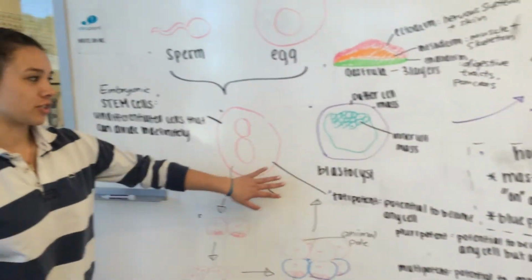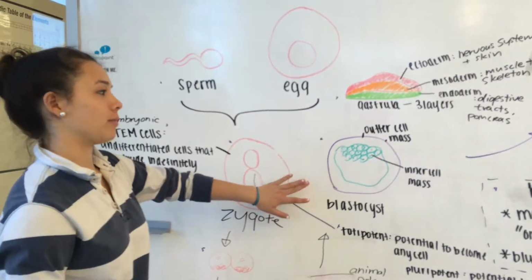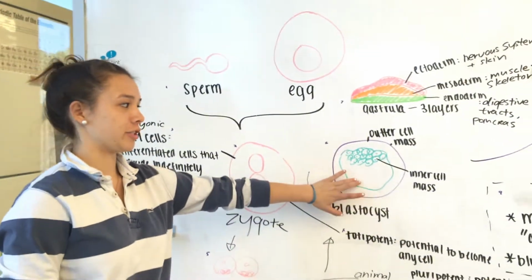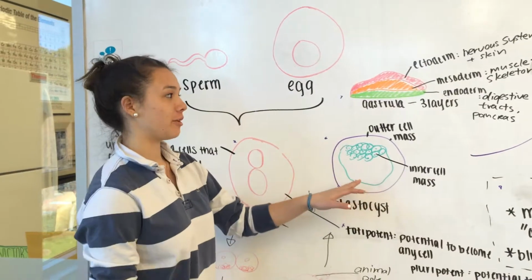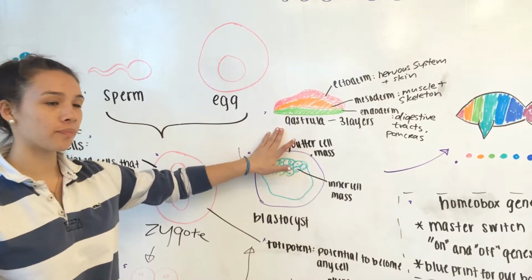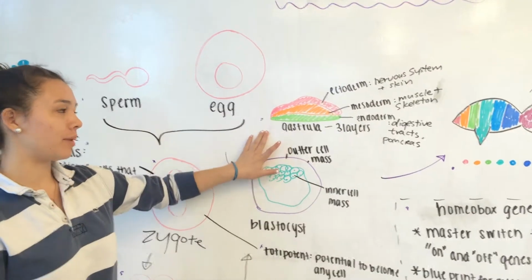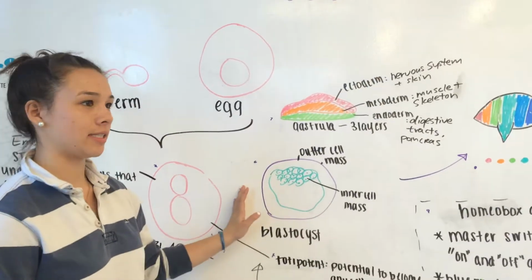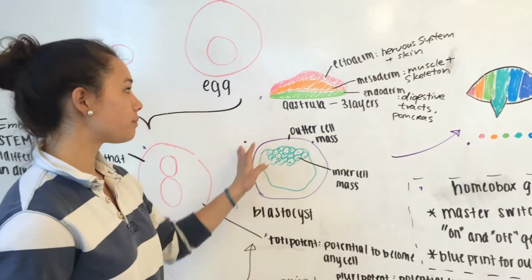So this cell mass is called a blastocyst, and there are 2 parts of the blastocyst. There's the outer cell mass and the inner cell mass. Eventually, the inner cell mass will flatten and condense and turn into a disc, which is called the gastrula. This will happen when the blastocyst is implanted into the uterine wall.